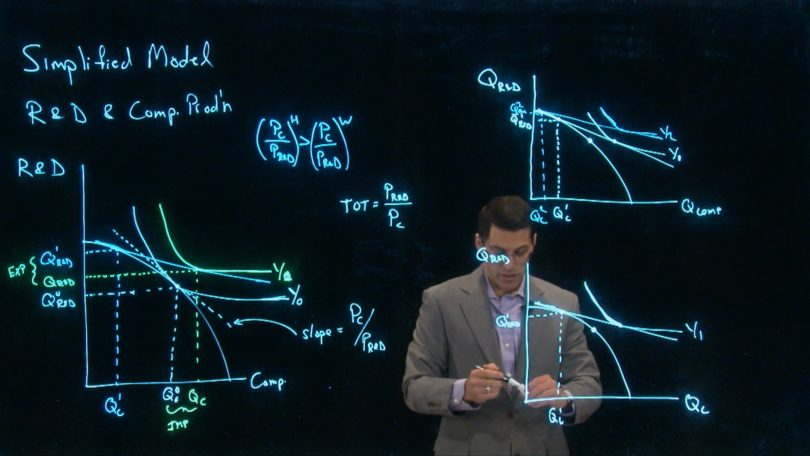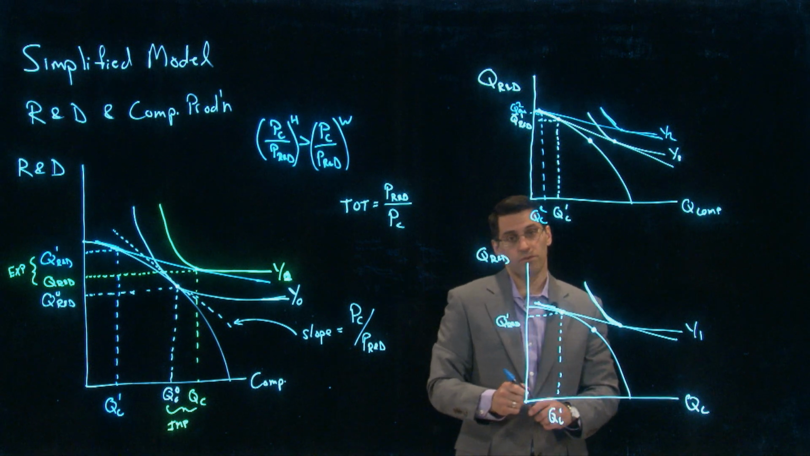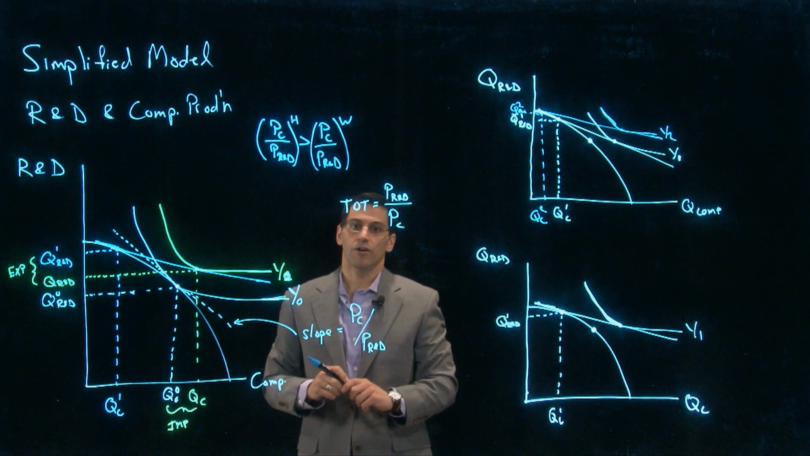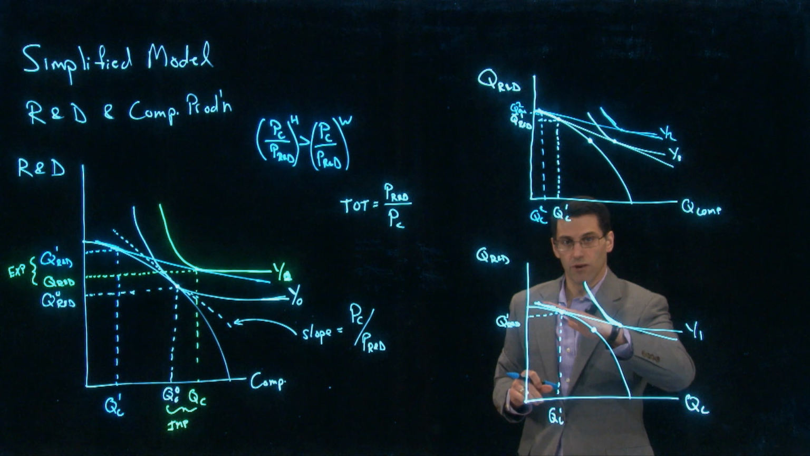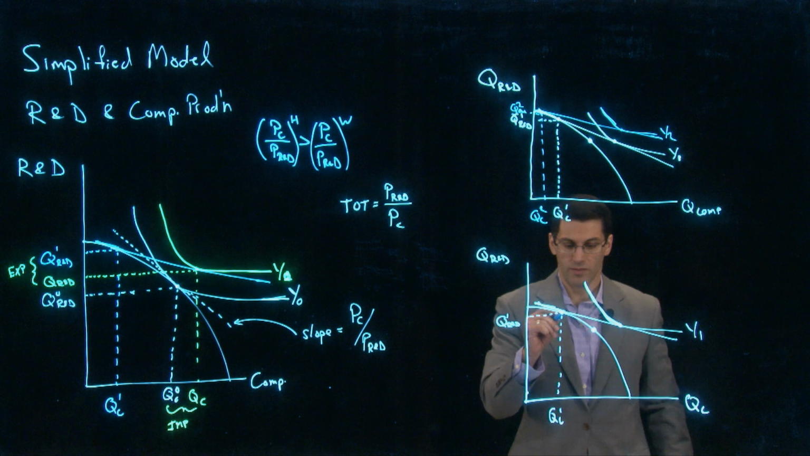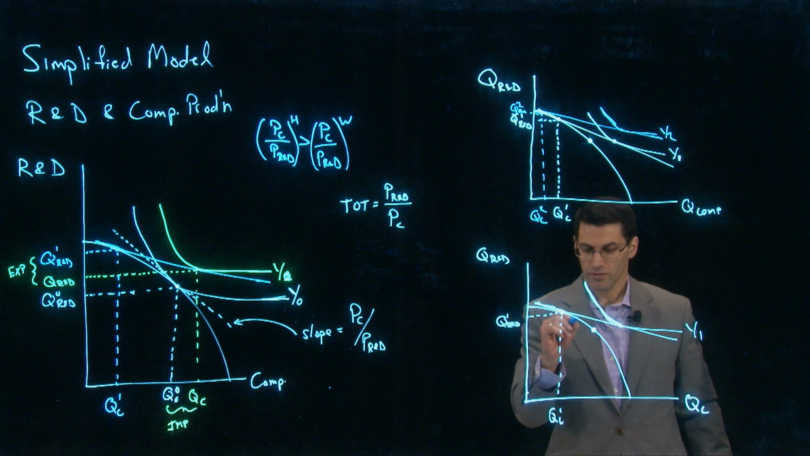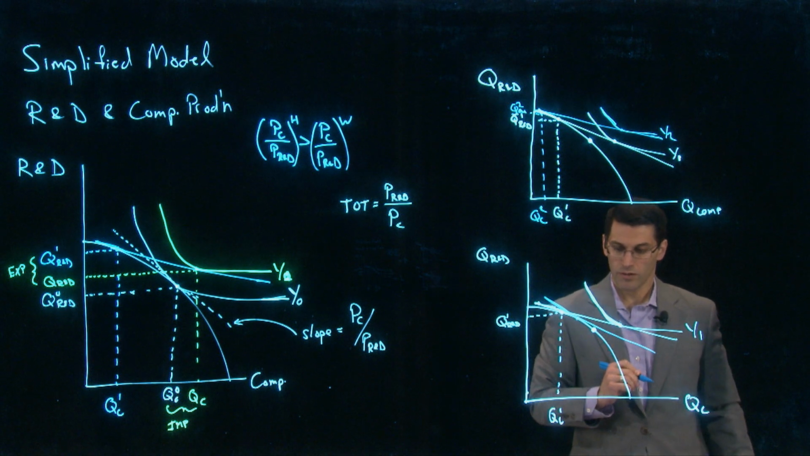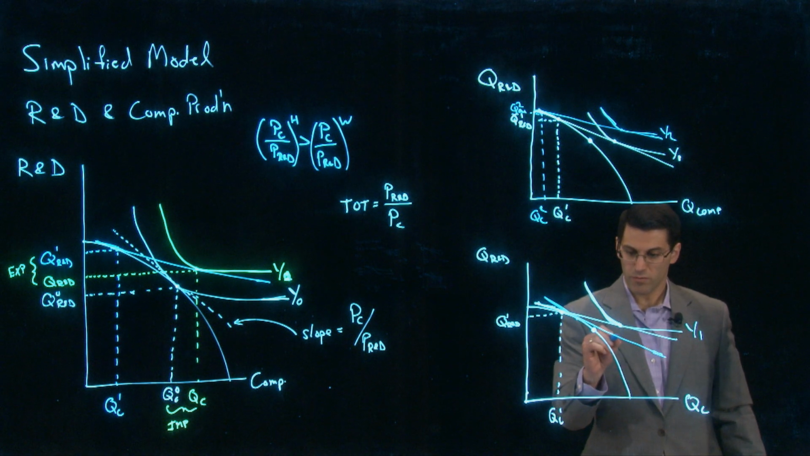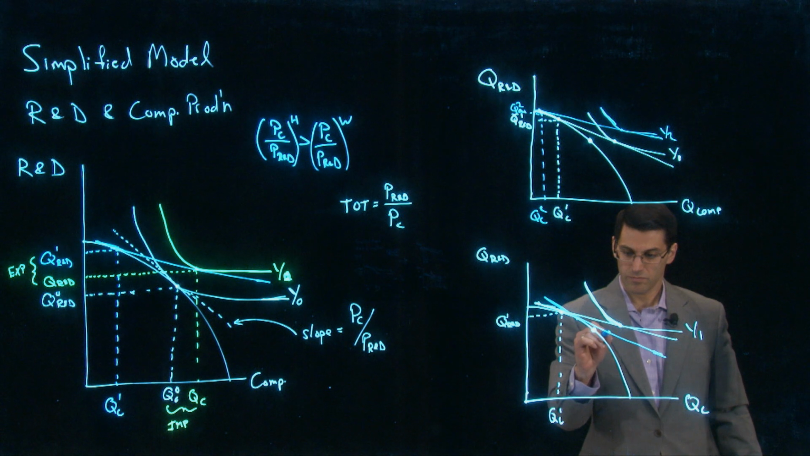Now, how would we show a fall in the price of R&D? Well, a fall in the price of R&D is the same as an increase in the relative price of components. That means that our world price line is going to get steeper. So we end up moving to, say, something like this. Okay. And maybe we end up over here.